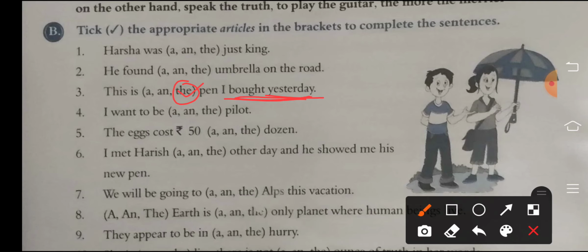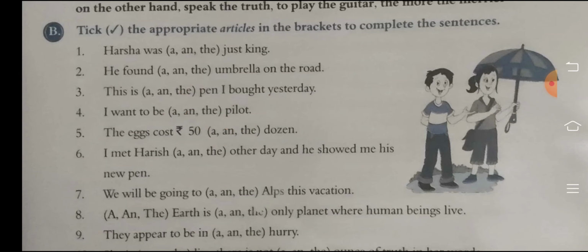I want to be dash pilot. Now we have to check this pilot. Pilot starts with P, a consonant. So what you will do here is a: I want to be a pilot. Now, the eggs cost rupees 50 dash dozen. We are talking about a dozen, so the is not required here because we are talking about only one thing. A, an or the, one of these will be the option, and dozen starts with D, a consonant sound. So what is the right option here? A. Both an and the are wrong, and a is the right option for this.